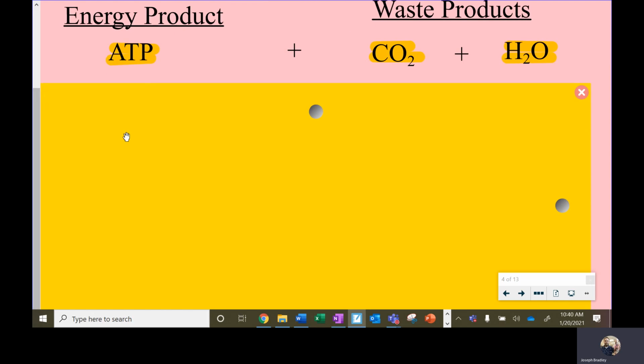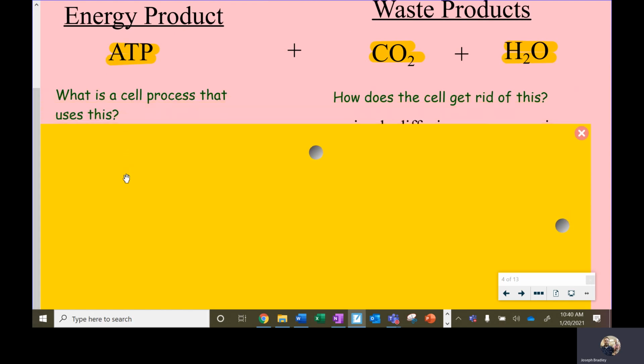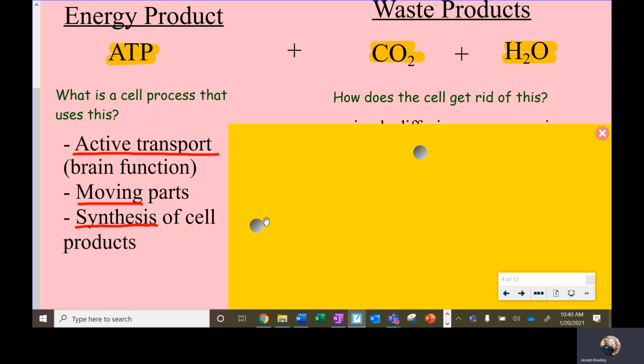So the question about ATP is, what cell process uses ATP? Well, we learned about a couple, but the main one we learned about is called active transport. And that's really how your brain functions. Anything in your cells that move is going to require ATP. So your muscle cells moving requires ATP. And then synthesis of cell products, meaning making new things, is going to require ATP. So growing, your brain functioning, and moving all take ATP.